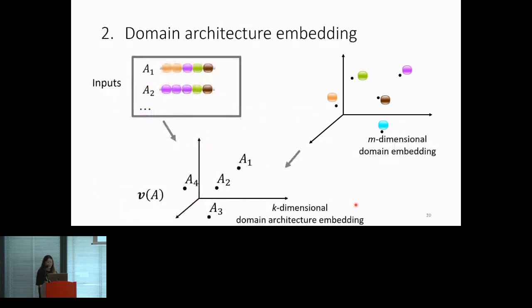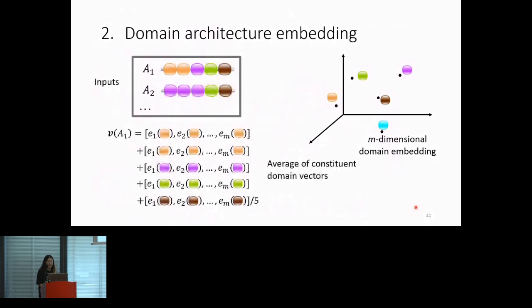In my second stage, I also do domain architecture embeddings. I construct domain architecture embeddings from the m-dimensional domain embedding and represent domain architecture A as a vector V of A. This can be calculated from the embeddings of the constituent domains. Specifically in this work, I'll take the average of the constituent domain vectors. So for example, the embedding of domain architecture A sub 1 is the sum of 2 orange domains and 1 purple domain plus 1 green domain plus 1 brown domain, divided by the length, which is 5.